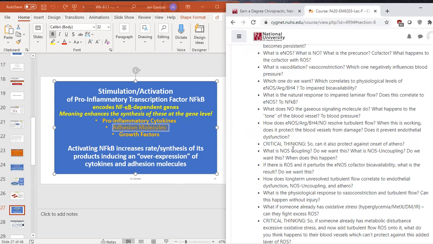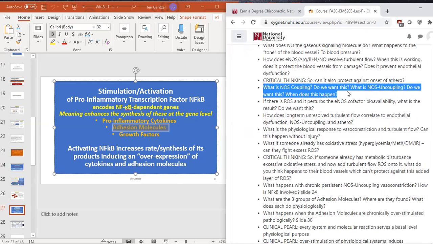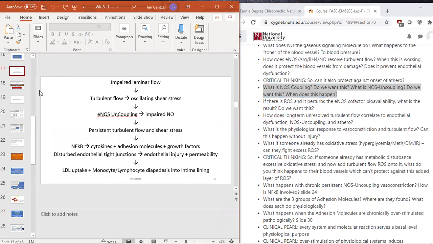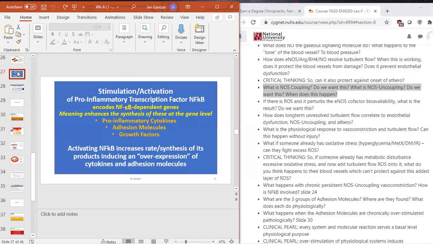I think it would. Why has it got to be so simple, and why does the world have to make it so hard? All right, what is NOS coupling? Do we want this? Yes, we do. NOS coupling is what we just looked at, when we have the proper functioning of the NOS combination synthesizing nitric oxide.